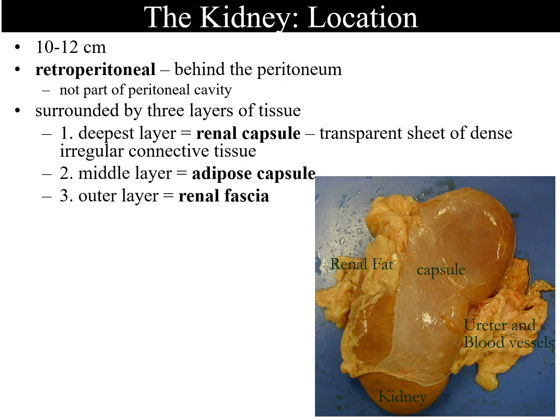The kidneys are found surrounded by 3 layers of tissue. The deepest layer is known as the renal capsule. This is a transparent sheet of dense, irregular connective tissue. Then you're going to add on to that a nice big thick adipose capsule. You can see right here the adipose tissue shown in the figure. It's called renal fat. This middle layer, or adipose capsule, is to protect the kidney from physical damage. And then there's an outer layer called the renal fascia.